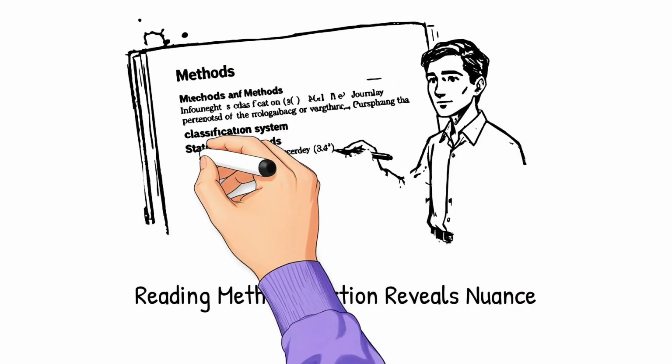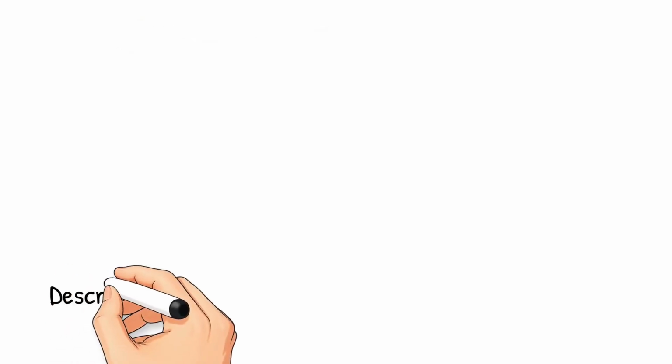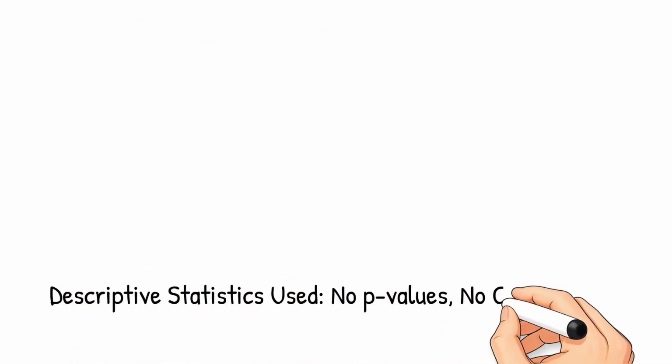Sixth, statistical analysis. The methods ends with a single short paragraph. Mean values plus or minus standard deviations, ranges, and frequency distributions are presented. Descriptive statistics were generated using SAS statistical software, version 9.2. That's it. No p-values, no confidence intervals, no comparison testing of any kind.